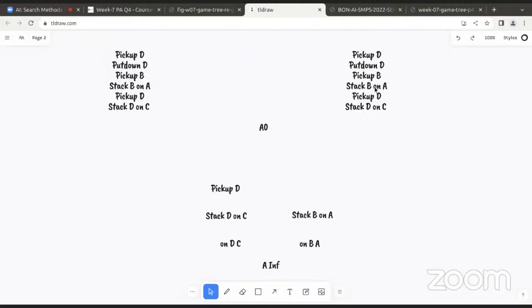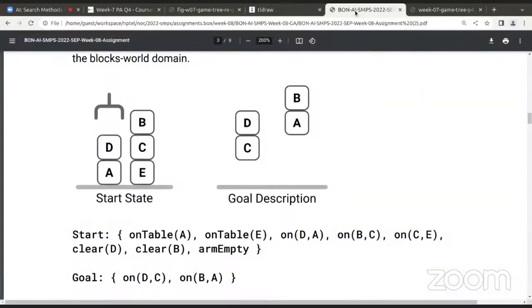Now, if we did the other plan, what will happen? We can change D to B. Pick up B, then put down B, right? Then pick up D. One minute. No. I want the start state.